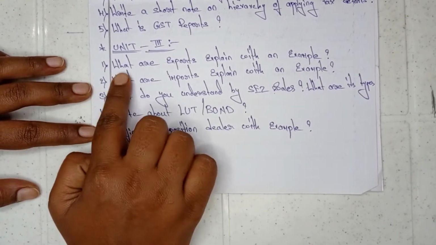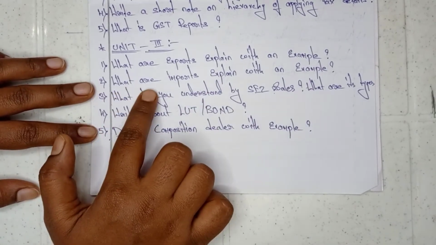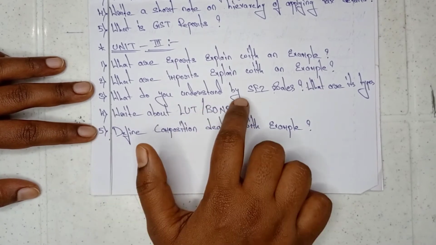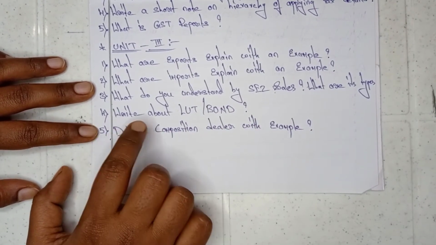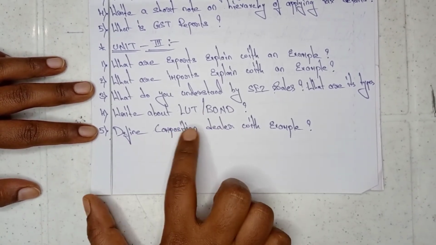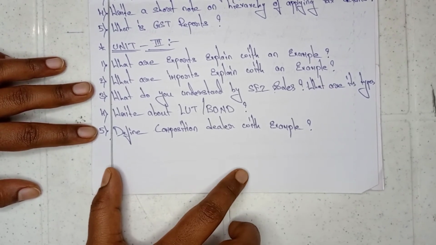First question is what are the exports? Explain with an example. Second question, what are imports? Explain with an example. Third question, what do you understand by cess sales? What are its types? Fourth question is write about LUT bond. Next, fifth question is define composition dealer with example. These are some of the important questions from Unit 3.